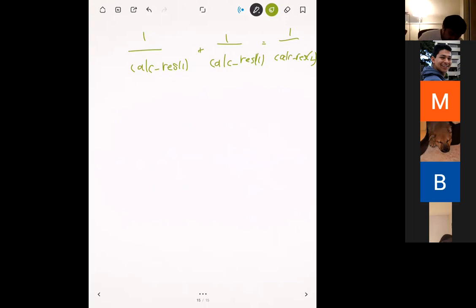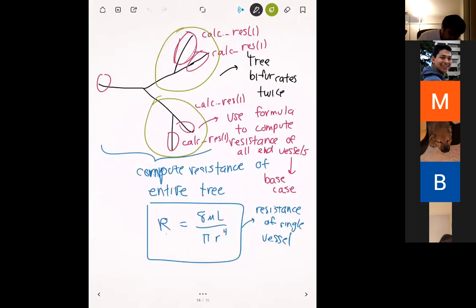And so what we can basically say now is that the resistance of this level right here will be calc res 2. You can see that we've gone 1 level up. And so what we can say here is that when we call calc res 2, the function is going to recursively call itself to calculate the resistance of its end vessels and then add that to itself.